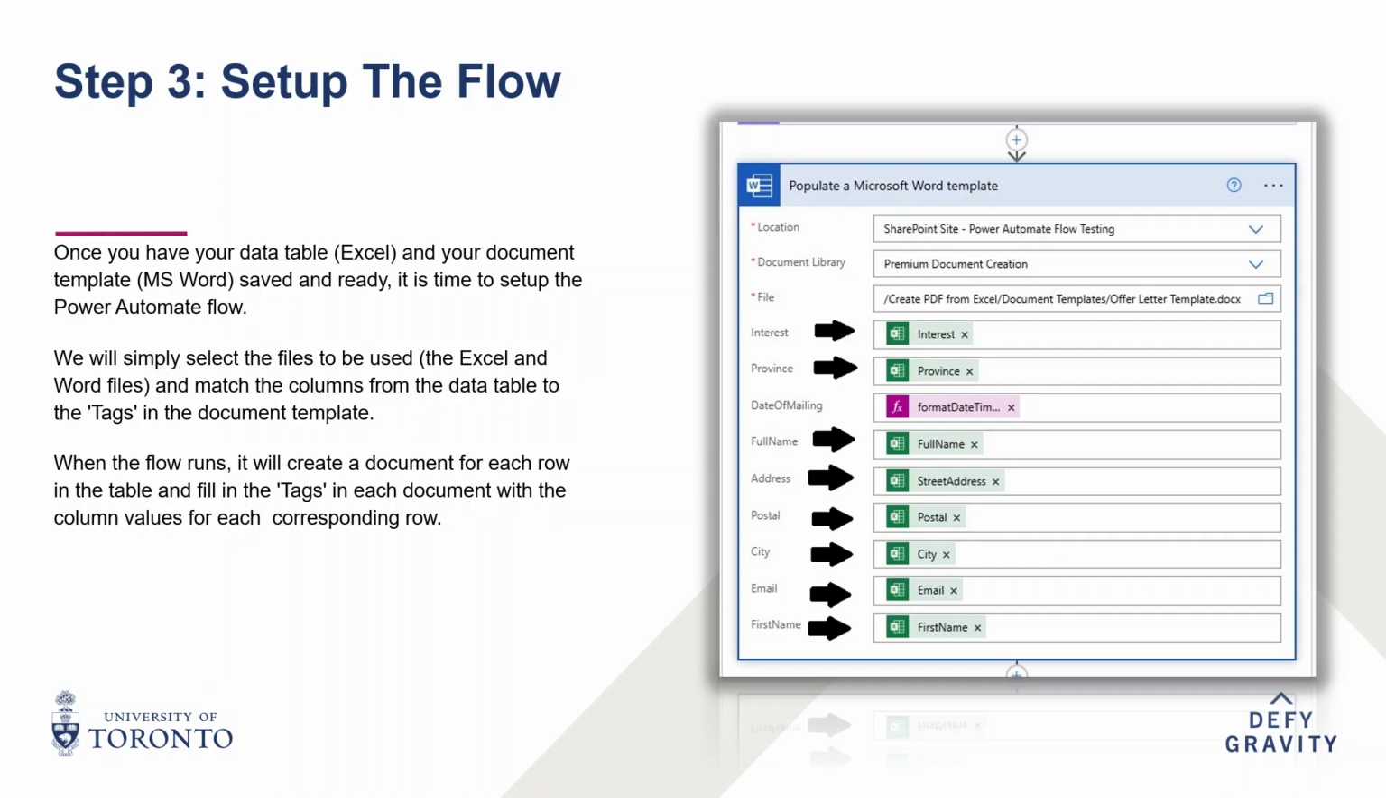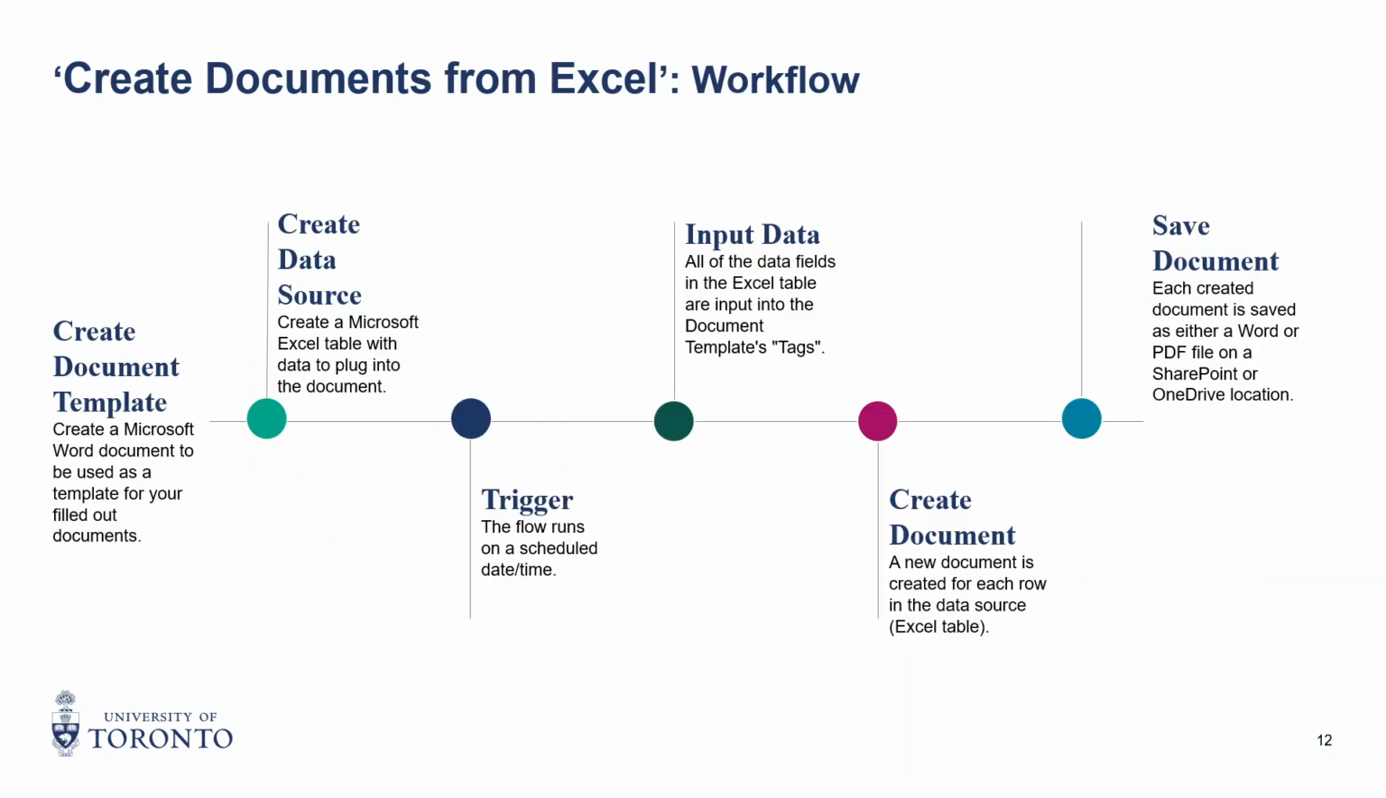The way that we do it with the tags is we name them the same as the column in the Excel, so it's really easy to match them together. So when the flow runs, it will create a document for each row in the table and fill in the tags in each document with the column values for each corresponding row. And this is just a visual of the workflow. You create the data source, you create all the data, create the document template, trigger the flow, and then it inputs the data into the tags, creates a document, and saves it automatically on SharePoint.